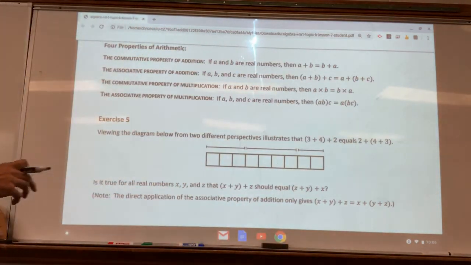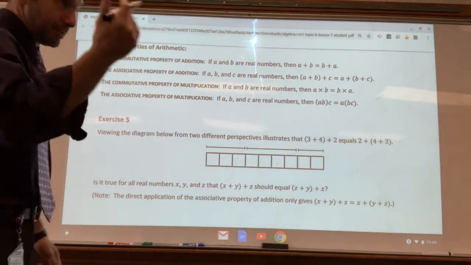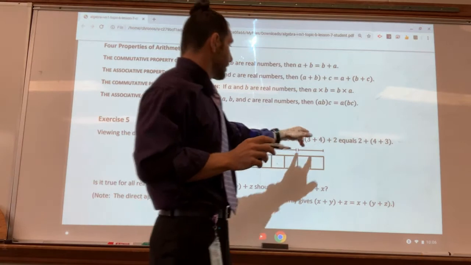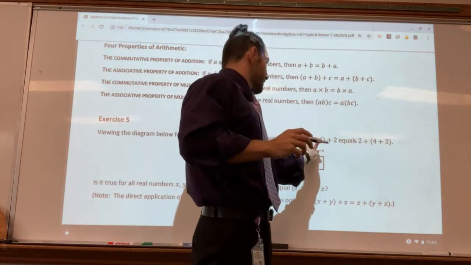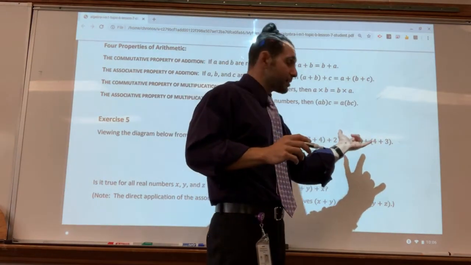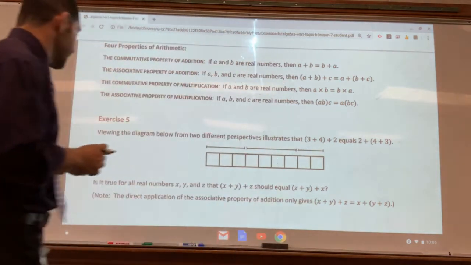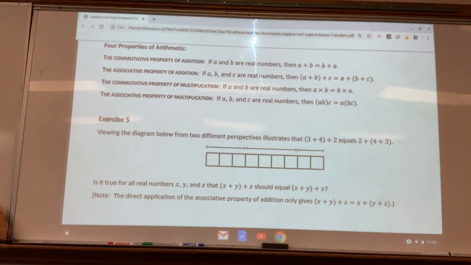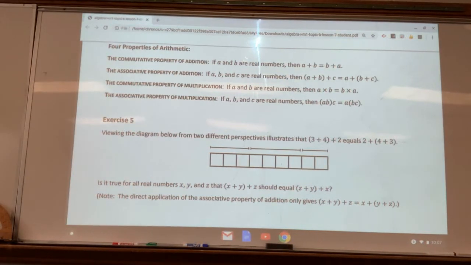So viewing this diagram, 3 plus 4 plus 2 equals 2 plus 4 plus 3. So what actually happened? Not only did we swap these, but we also swapped everything. So this is clearly the commutative property. Is it true for all real numbers x, y, and z that x plus y plus z should equal z plus y plus x? Yes, that's absolutely true.